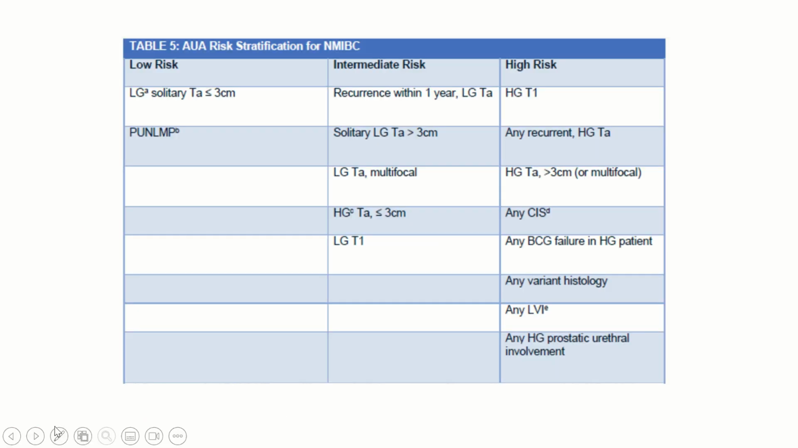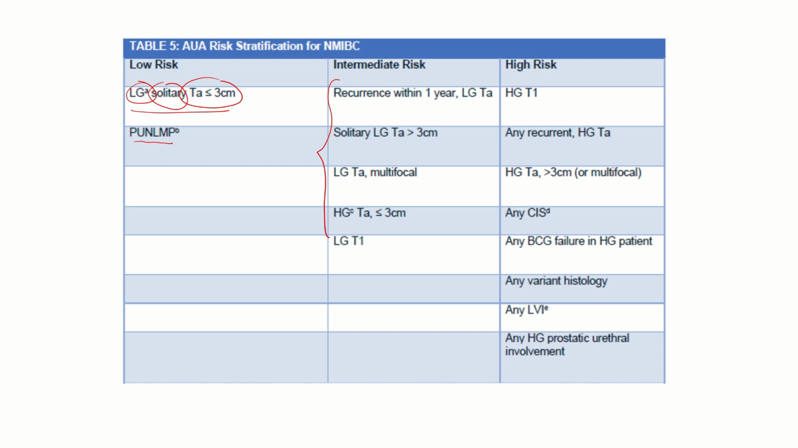In short, this table is taken from the AUA guidelines. This is what I have summarized earlier. So low risk groups are low grade solitary TA tumors less than or equal to 3 centimeters, or presence of papillary urothelial neoplasm with low malignant potential. And this I have divided into low grade and high grade and explained.